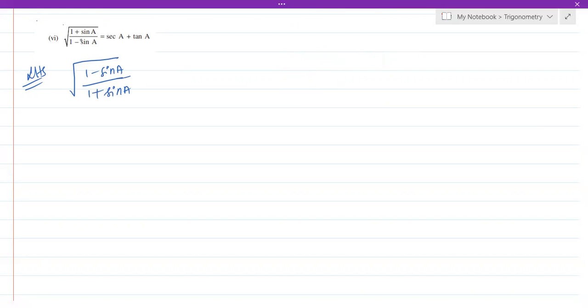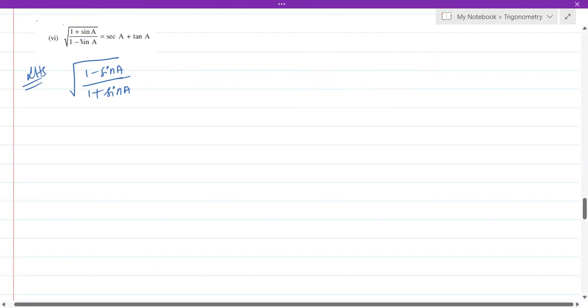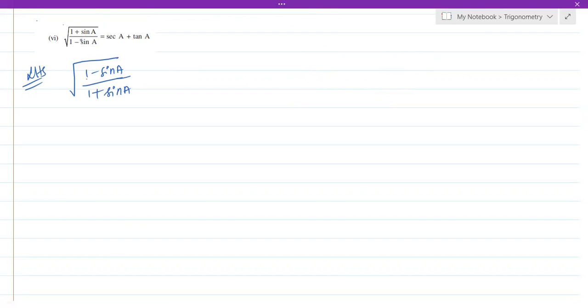Anything like A plus B by A minus B, or A minus B by A plus B, where you have the same terms but in the numerator it is minus and in the denominator it is plus, or the other way around, then we are going to use rationalization. If you observe here, in the numerator you have 1 and sine A, and the denominator also has 1 and sine A. Numerator is 1 minus sine A, denominator is 1 plus sine A. So we're going to make use of rationalization.